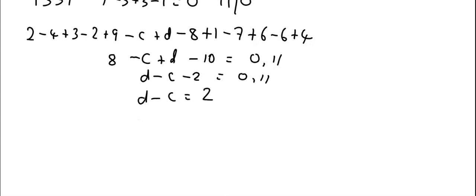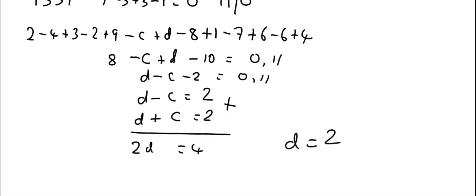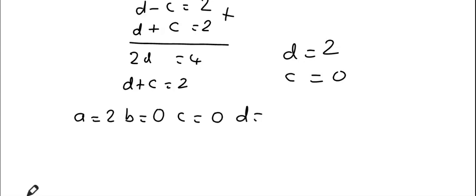And from our previous sum, D plus C equals 2. So we add these two together, and we get 2D equals 4. So D equals 2. And D plus C equals 2, which means that C equals 0. And so our final summary of answers: A equals 4, B equals 0, C equals 0, and D equals 2.